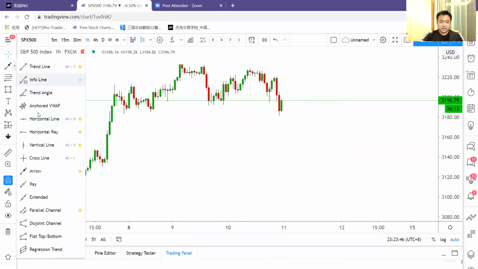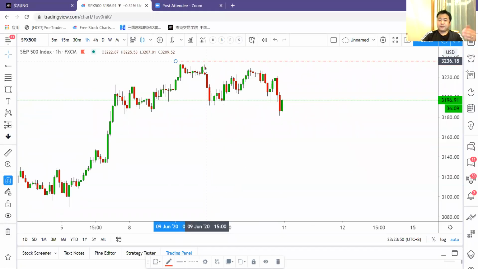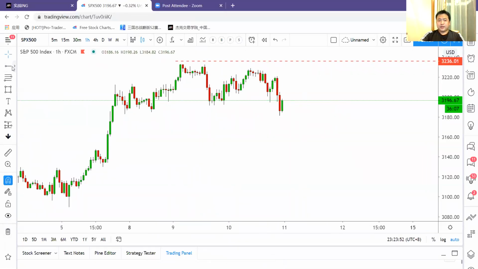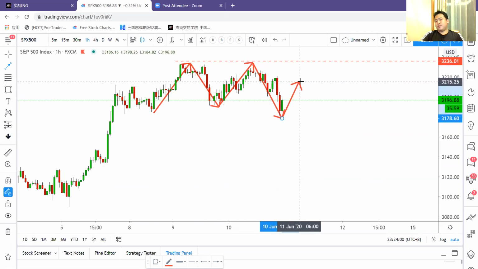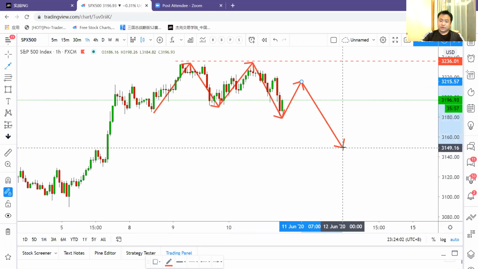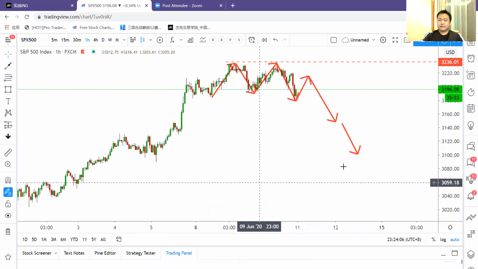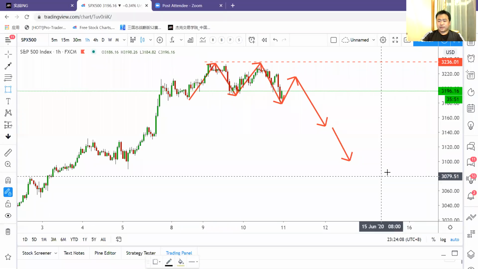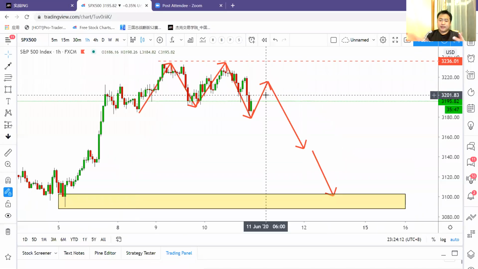Nevertheless, my stop loss is at this high. If it creates a new high, I will exit the short. But if it cannot break the new high and gives me this double top followed by a 618 pullback, I will definitely go for a short to 3150 and 3100. 3100 will be a good level for me to take some profit. This could be a very nice trade.